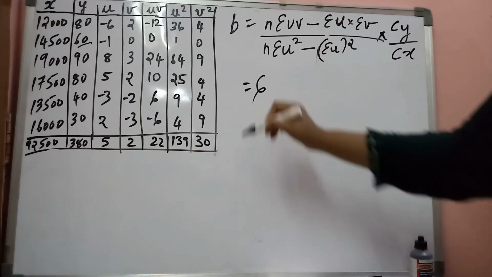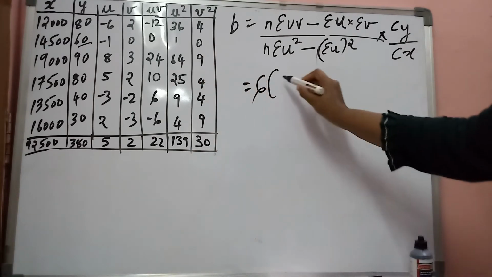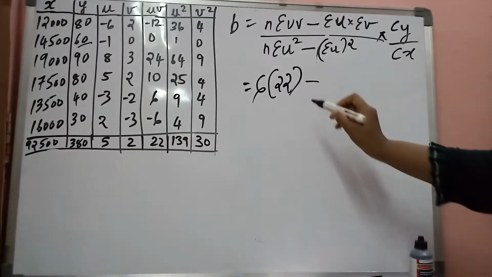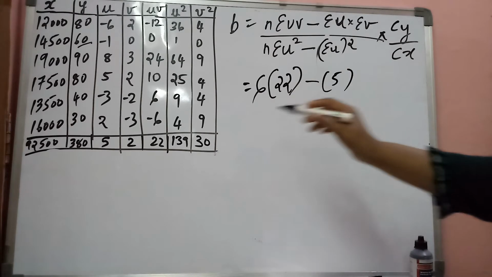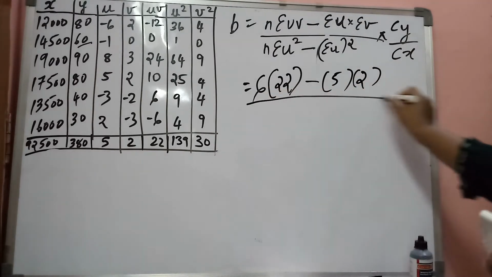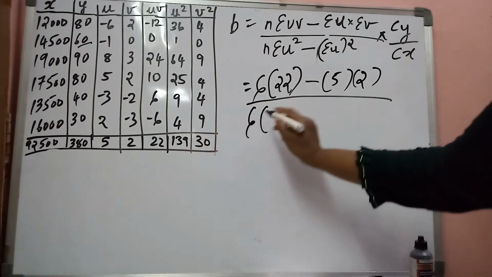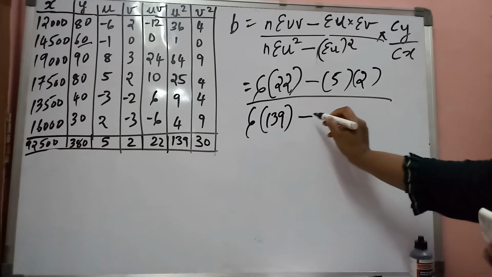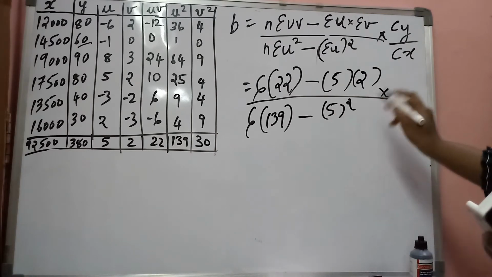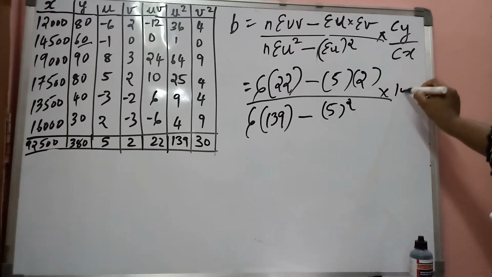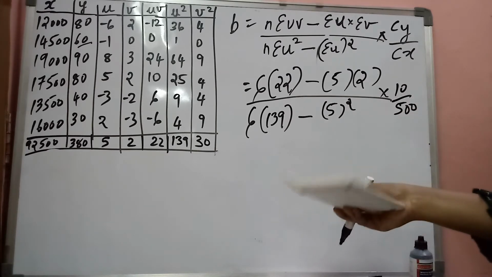So my n is 6 because 6 cities have been taken. Then sigma uv is 22 minus sigma u, that is my 5. Then my sigma v is 2, divided by n, again 6. Sigma u square, that is 139 minus sigma u, again my 5 the whole square, multiplied by what was my cy, it was 10, and cx is 500. Then you have to calculate.